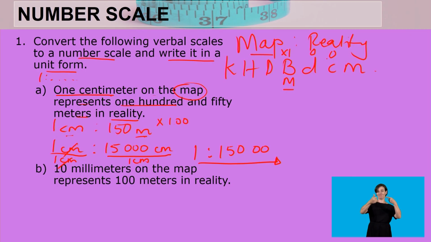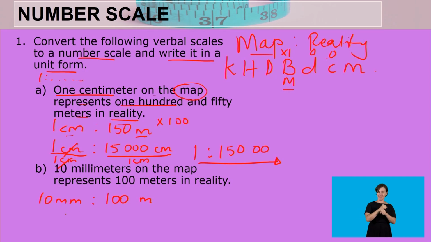Then B says 10 millimeters on the map. So it's 10 millimeters is to represent 100 meters in reality. We have 100 meters in reality. We have to do the same thing that we did in A, whereby we have to write it in unit form, which has to be 1:2 something.